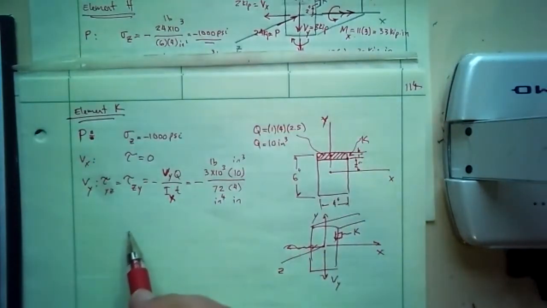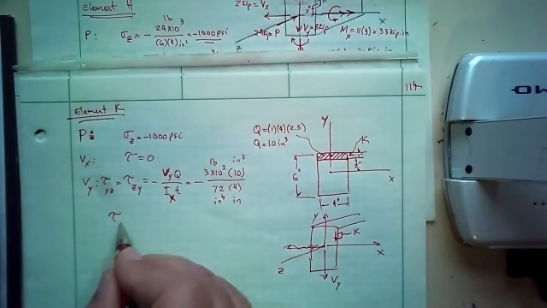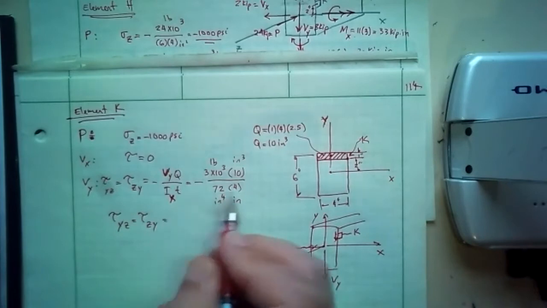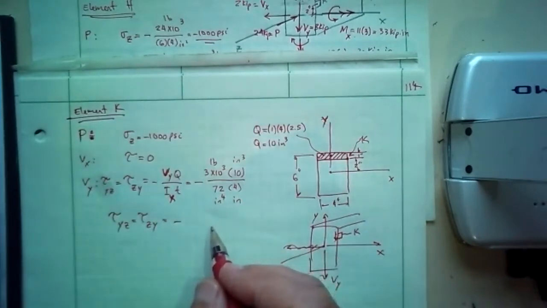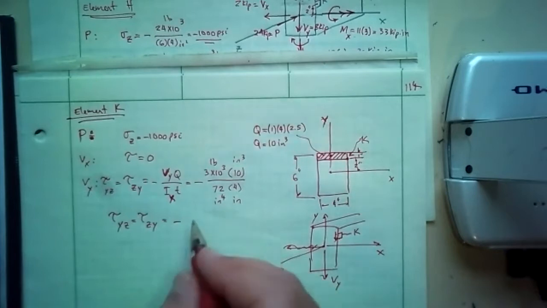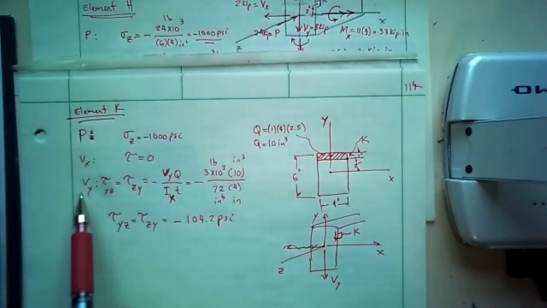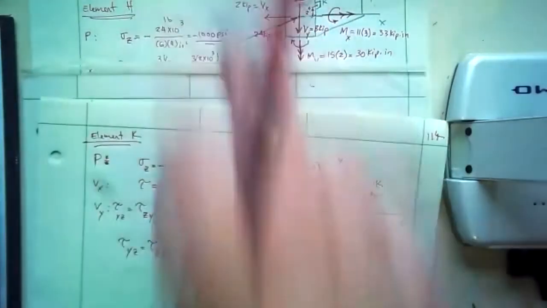Well, I will get the tau yz, and whatever that is, negative 104.2 psi. That's what I have in my notes. Okay, so we have taken care of 3. What's next? We'll go in the same order. My.